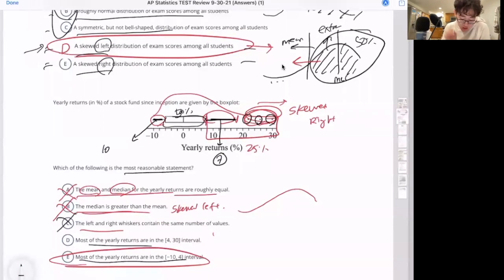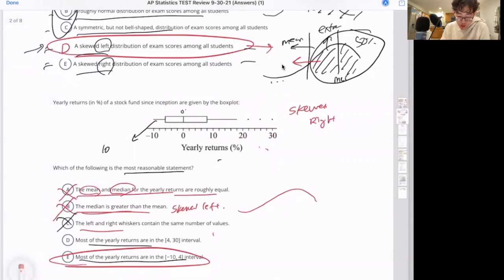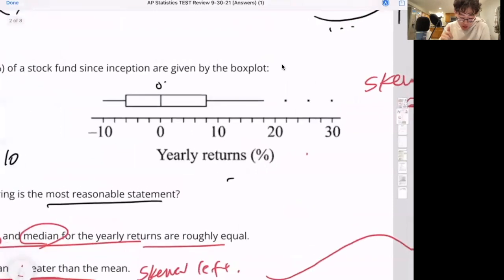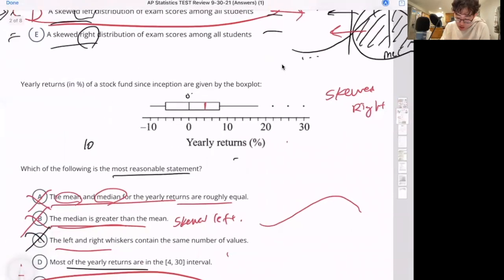Most of the yearly returns are in the 4 to 30 interval. Okay, so let me go to where 4 to 30 is. Every increment is 2, so 4 is right here and 30 is all the way over here. It seems to me that this right here is above the median. If I were to shade this part in, this is less than 50% of the data, because from the median all the way to the outlier will represent 50%.